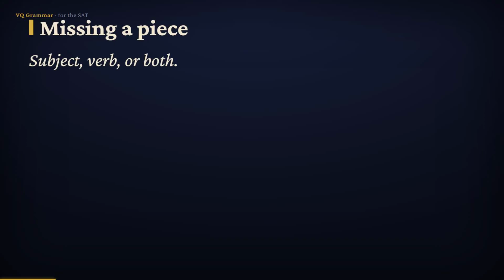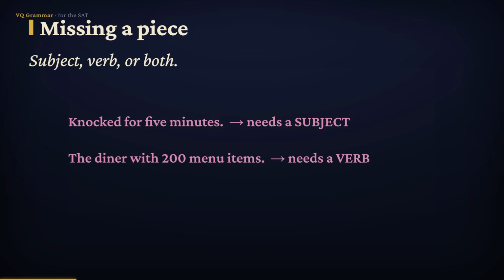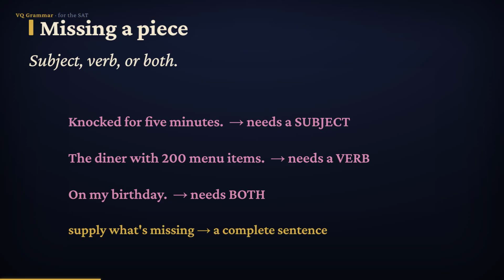Let's see fragments that are simply missing a piece. First, "knocked for 5 minutes." There's a verb, knocked, but who knocked? No subject. Second, "the diner with 200 menu items." There's a subject, diner, but no verb, nothing is happening. Third, "on my birthday." That's just a phrase, no subject and no verb. To fix each one, you supply the missing piece, and it becomes a complete sentence.